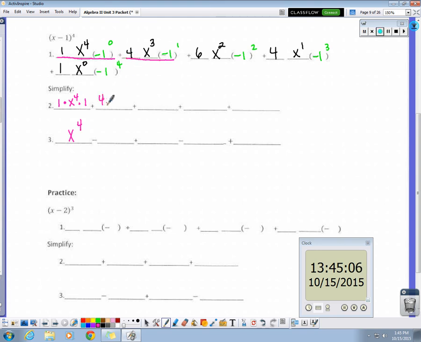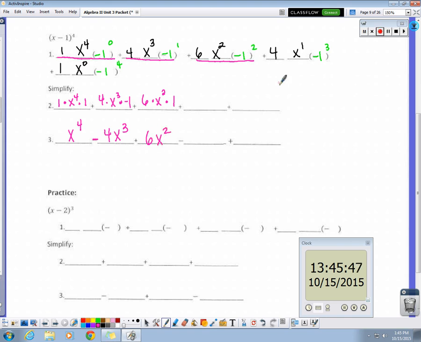4 times x cubed times negative 1. Okay, see how that negative number is raised to an odd exponent, so it stayed negative? And that multiplies to be negative 4x cubed. Because you have a 4 times a negative 1, which is negative 4, and then x cubed. Okay, then the third term is 6 times x squared times positive 1. See how it was an even exponent, so it made it positive? And that becomes positive what?